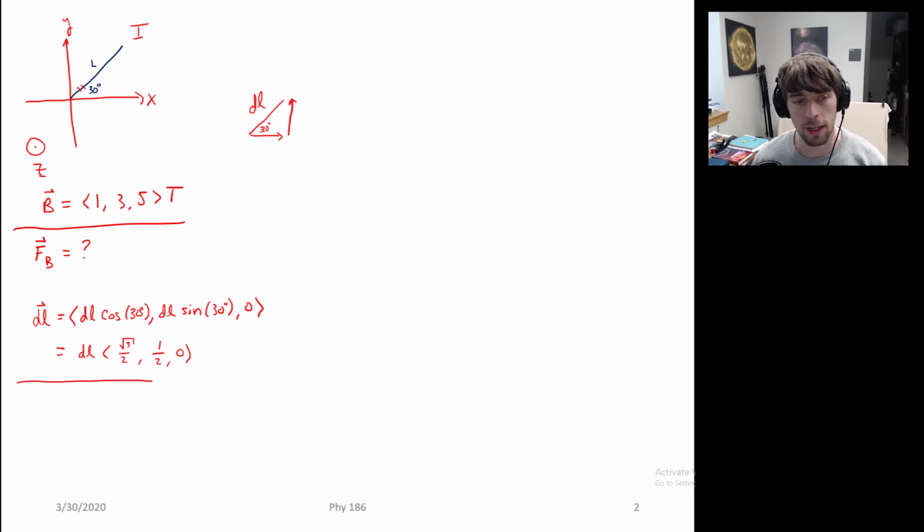Let's go ahead and break it down. We have an expression for dl. Let's calculate what dl cross B is. You got it? Sorry, I'm going to set up my usual. So this is root 3 over 2, this is 1/2, this is 0. And here we said 1, 3, and 5. And I guess I multiply those by dl, so I'll just put that out.